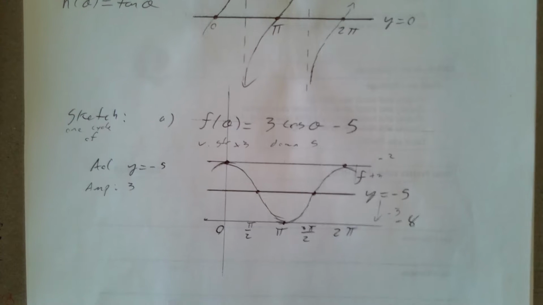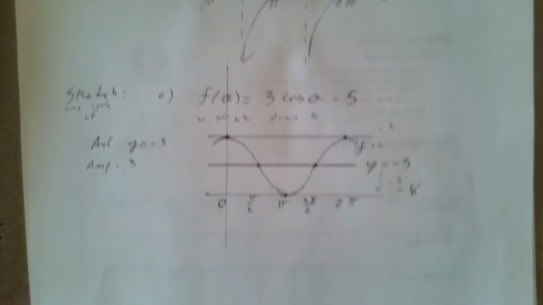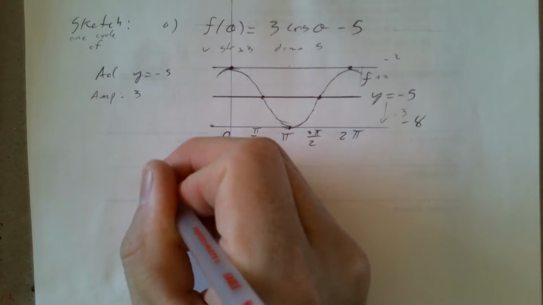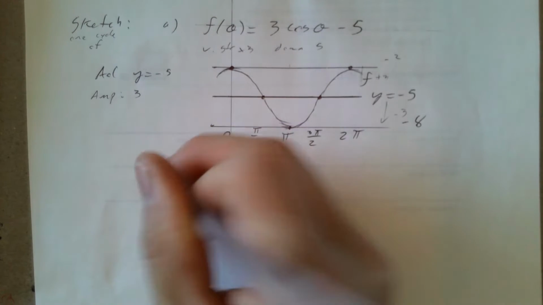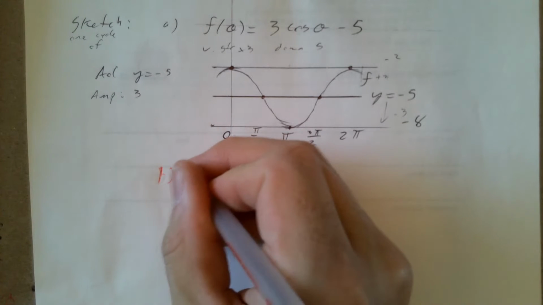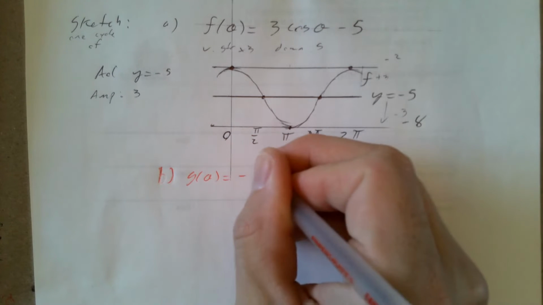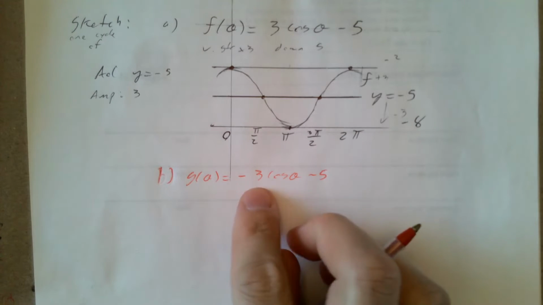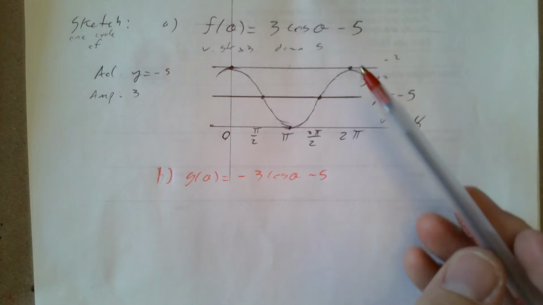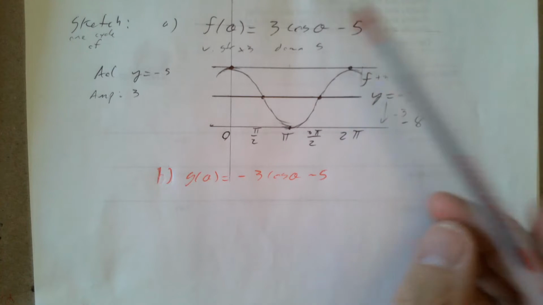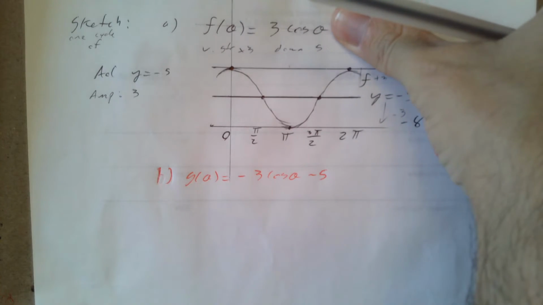Okay. If we were asked to do a reflection, again, let's just recycle this frame and say we were asked to sketch g of theta equals -3 times the cosine of theta minus 5. Again, I'm going to urge caution here. This is not just going to be a vertical reflection of this curve. It would be a vertical reflection of that curve and then shifted down 5.